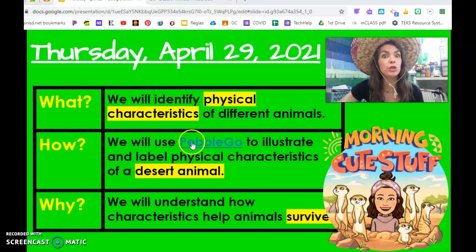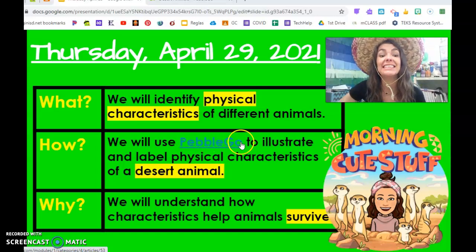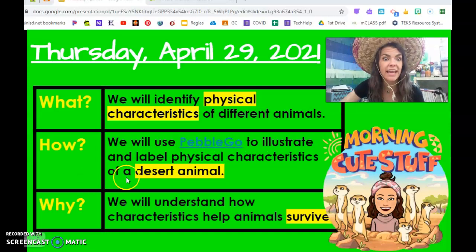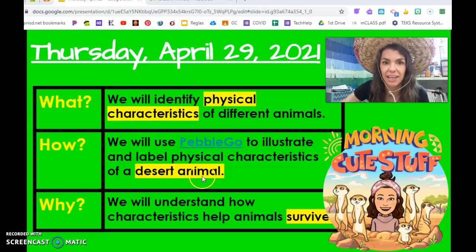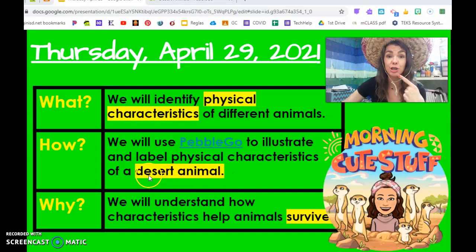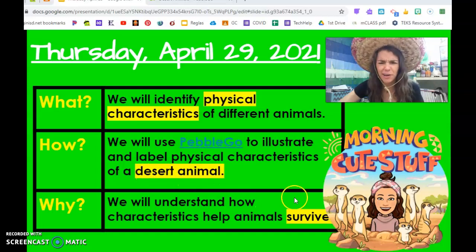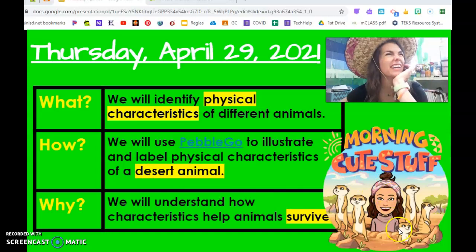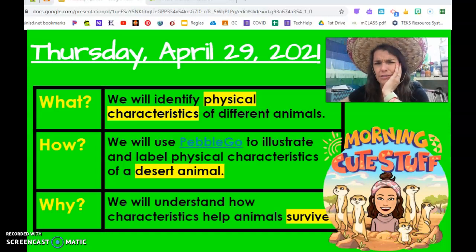How? We will use Pebble Go to illustrate and label physical characteristics of a desert animal. What kind of habitat are we studying today? Say it with me. Desert. Look at my girl out in the desert. I've got my hat to protect me if I was in the desert. What kind of animals do you think live in the desert? Tell me one.